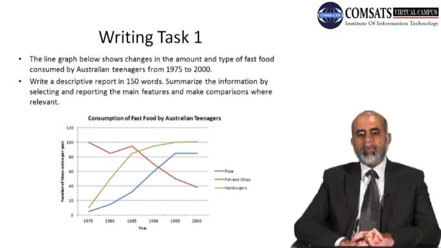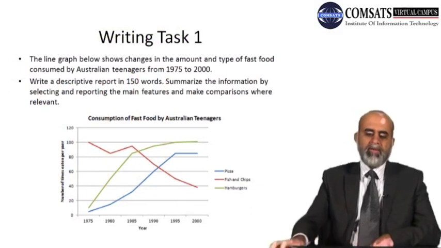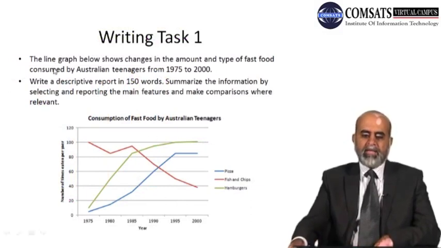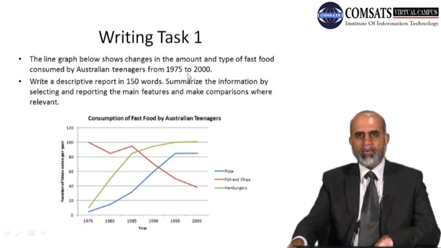Okay, now I'm going to give you a writing task. Here you have a line graph. The line graph below shows changes in the amount and type of fast food consumed by Australian teenagers from 1975 to 2000.